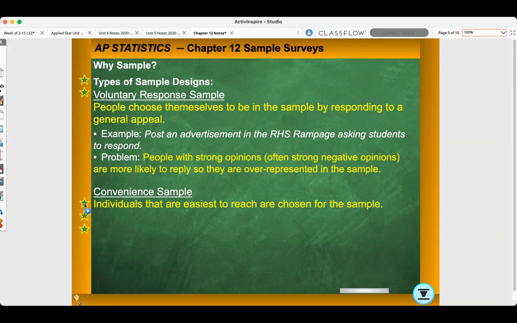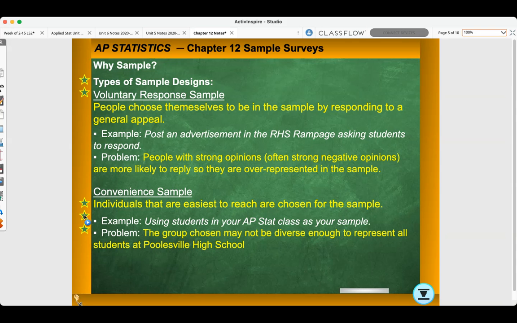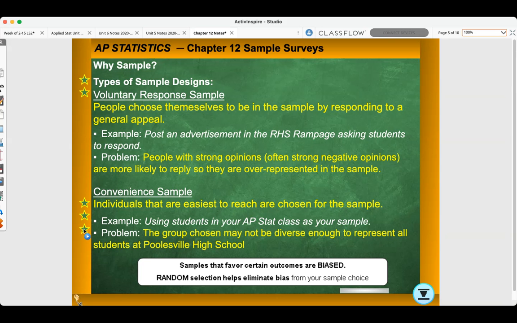A convenience sample. Individuals that are easiest to reach are chosen for the sample. Example, using students in your AP Stat class as your sample. The problem with that is the group chosen may not be diverse enough to represent all students at Poolesville High School. Samples that favor certain outcomes are biased. Random selection helps eliminate bias from your sample choice.